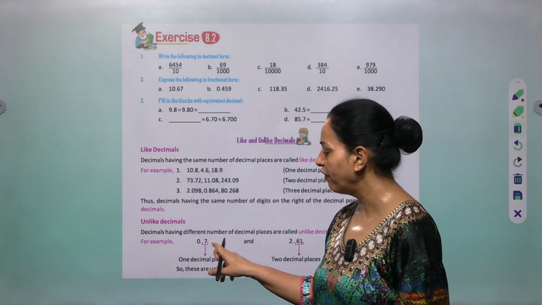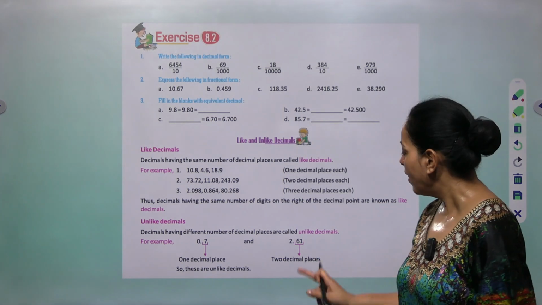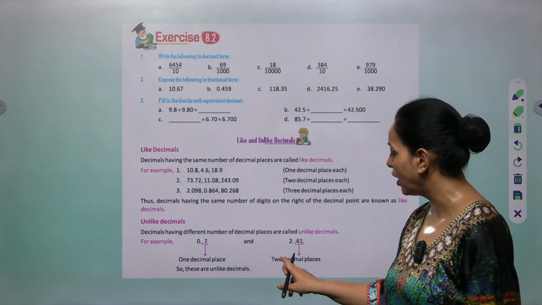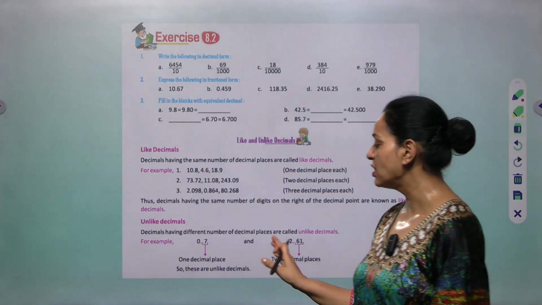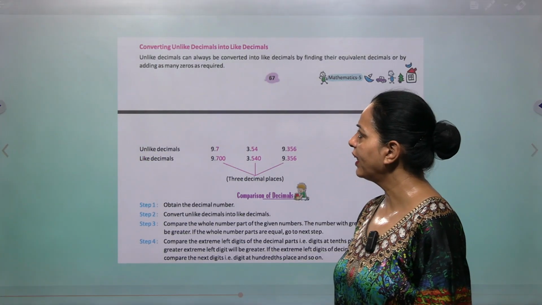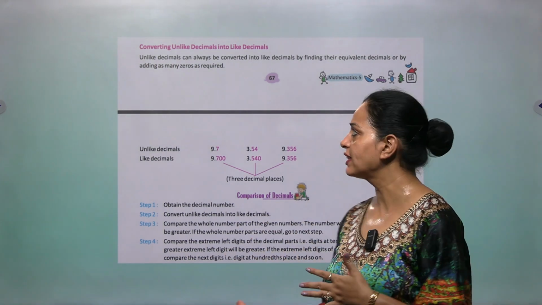See 0.7, इसमें decimal के बाद 1 digit है, so this is 1 decimal place. Here 2.61, इसमें decimal के बाद 2 digits है, so these are 2 decimal places. So these are unlike decimals. Now converting unlike decimals into like decimals. अब unlike को हम like में कैसे convert करेंगे?